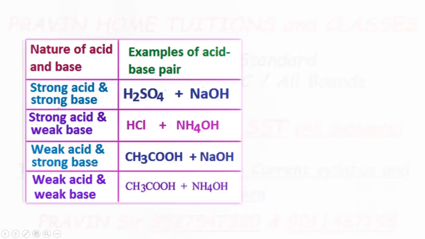Weak acid and strong base, CH3COOH plus NaOH. Weak acid and weak base, CH3COOH and NH4OH. NH4OH is ammonium hydroxide. CH3COOH is acetic acid. HCl is hydrochloric acid. H2SO4 is sulfuric acid. NaOH is sodium hydroxide.